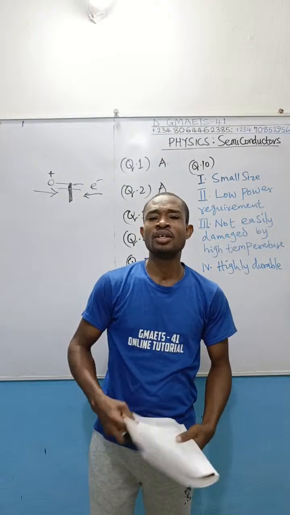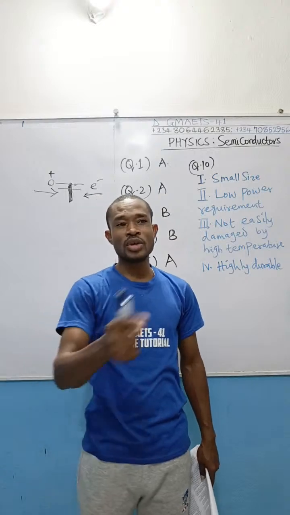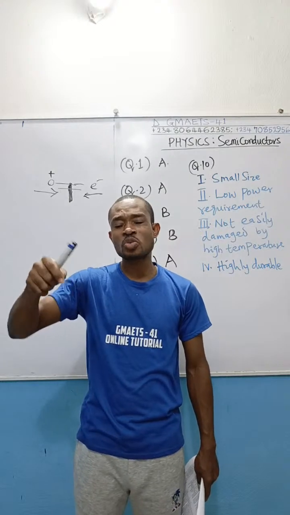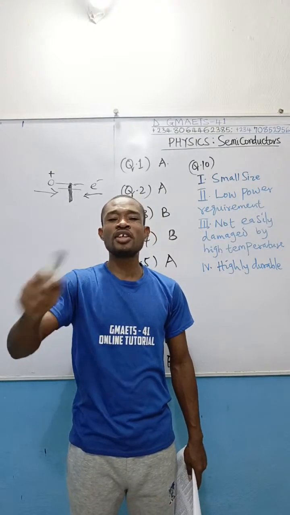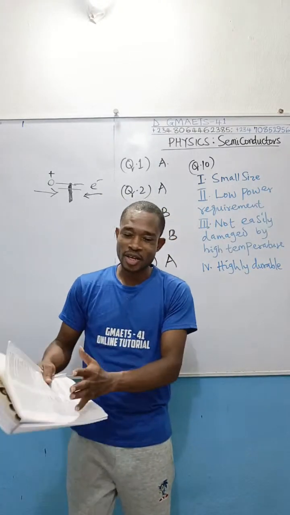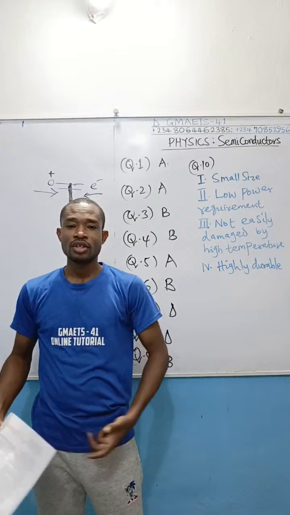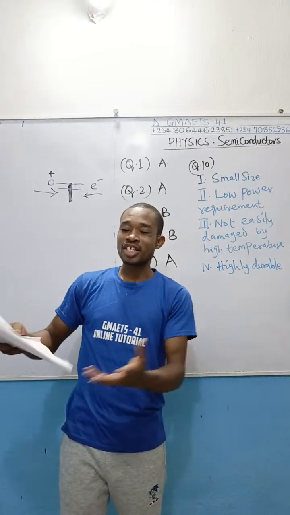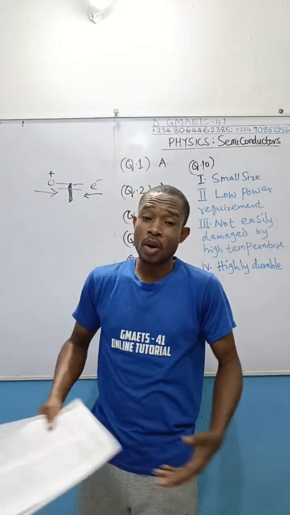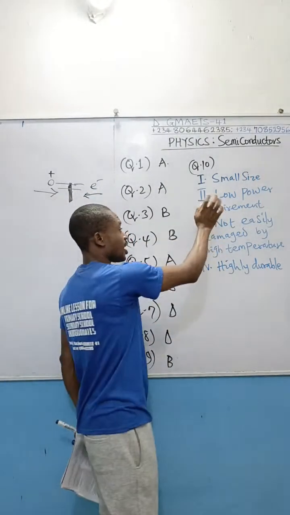Remember I told you then that if you compare the PN junction diode with the thermionic diode, the PN junction requires a lower potential difference to operate than the thermionic. So the potential difference you apply there is small compared to the other. If potential difference is small, then we expect power to be small, because power is equal to IV, current times the potential difference. So this is an advantage also.